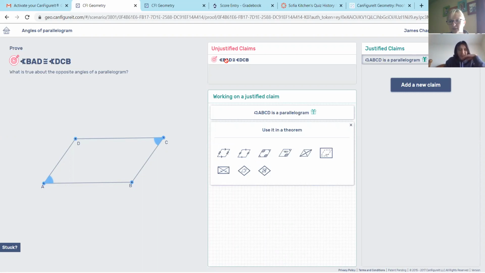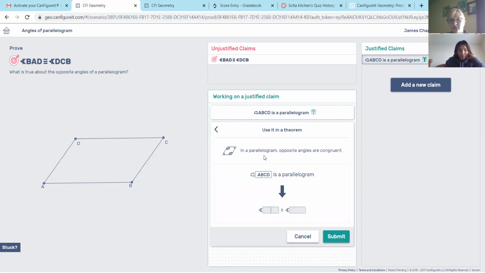Like which number? Which thing? The first, second, third, fourth, fifth? The third one. Do you see that? It says in a parallelogram, opposite angles are congruent. So we click on it and it says, oh, okay, so ABCD is a parallelogram. And we just want to prove, and we can actually just click on it so we don't have to worry about what letters it is.